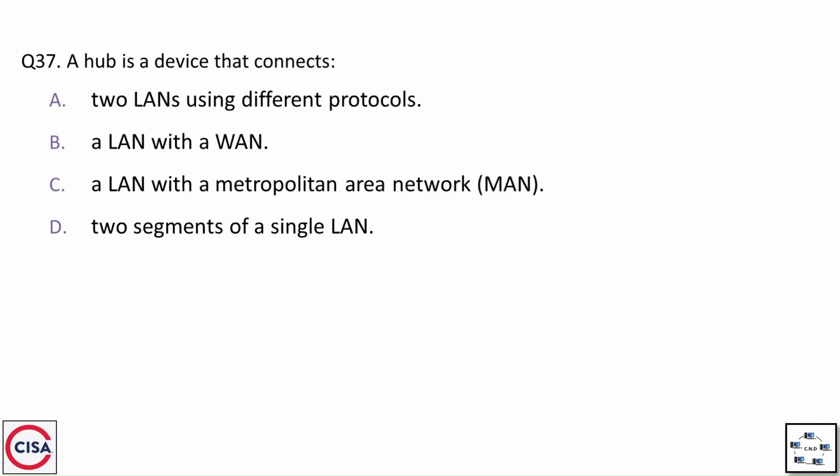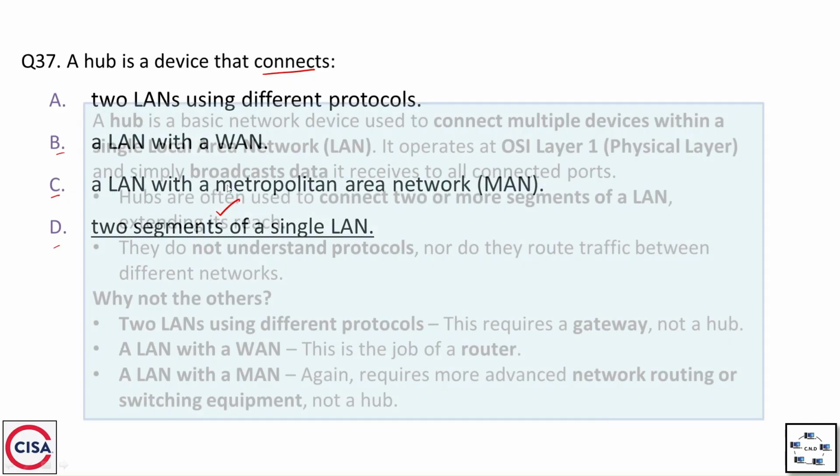Question number 37. A hub is a device that connects option A, two LANs using different protocols. Option B, a LAN with a WAN. Option C, a LAN with a metropolitan area network, that is MAN. And option D, two segments of a single LAN. And the correct option is option D, two segments of a single LAN.